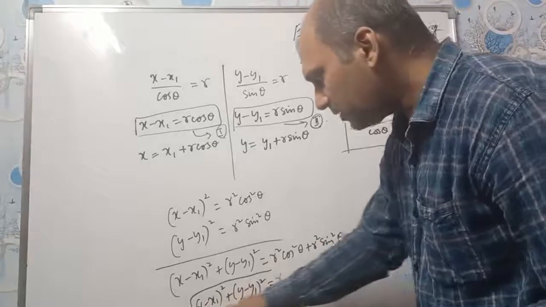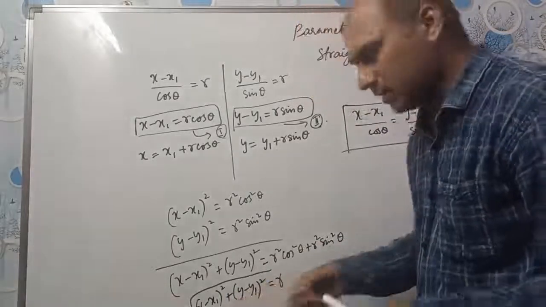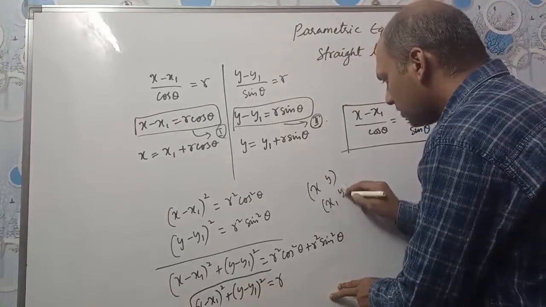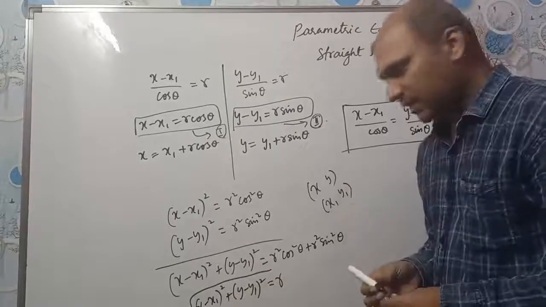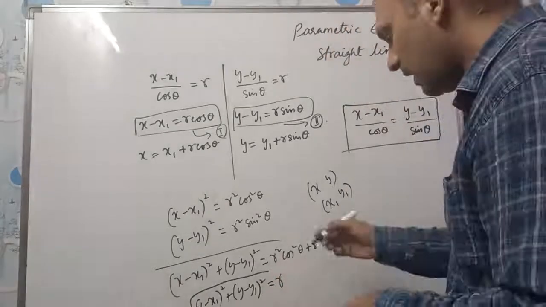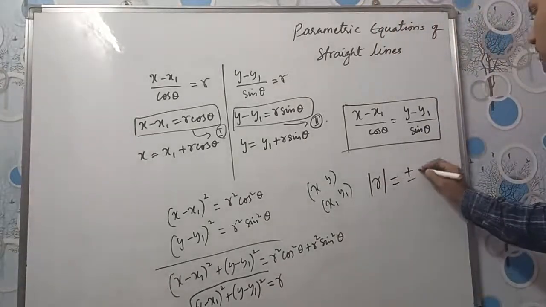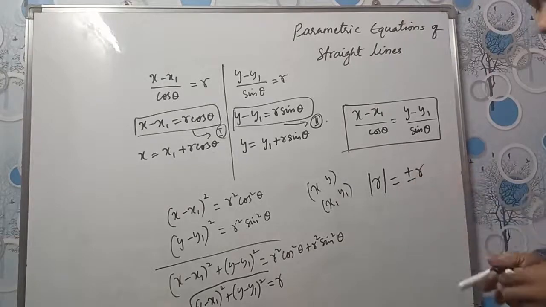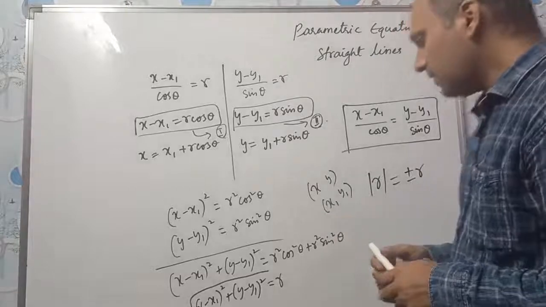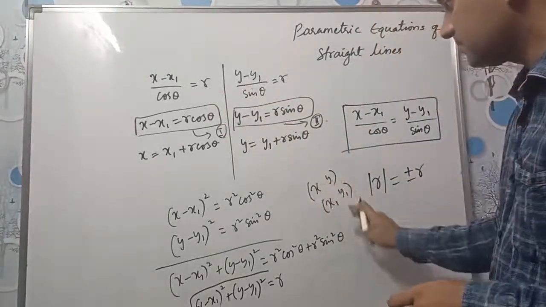Isn't it familiar? This is the distance formula, the distance between the points x comma y and x1 comma y1. So r is what? It is distance, so that's why we take it as mod r. If you remove the mod, we will have plus r and minus r. I hope this is clear. So r is actually the distance between these 2 points.